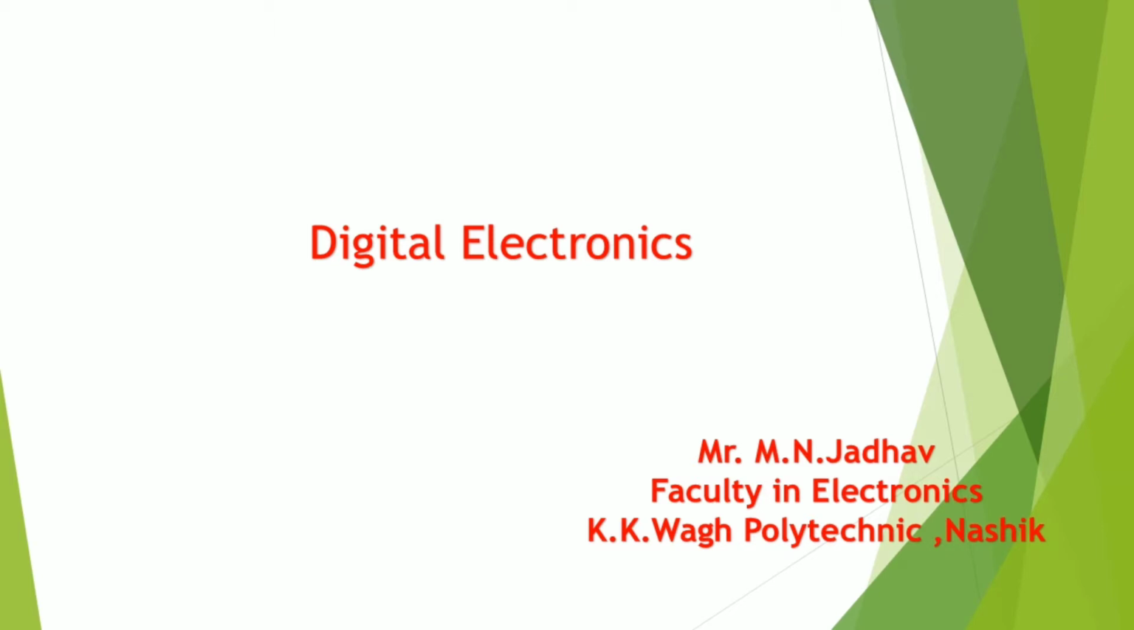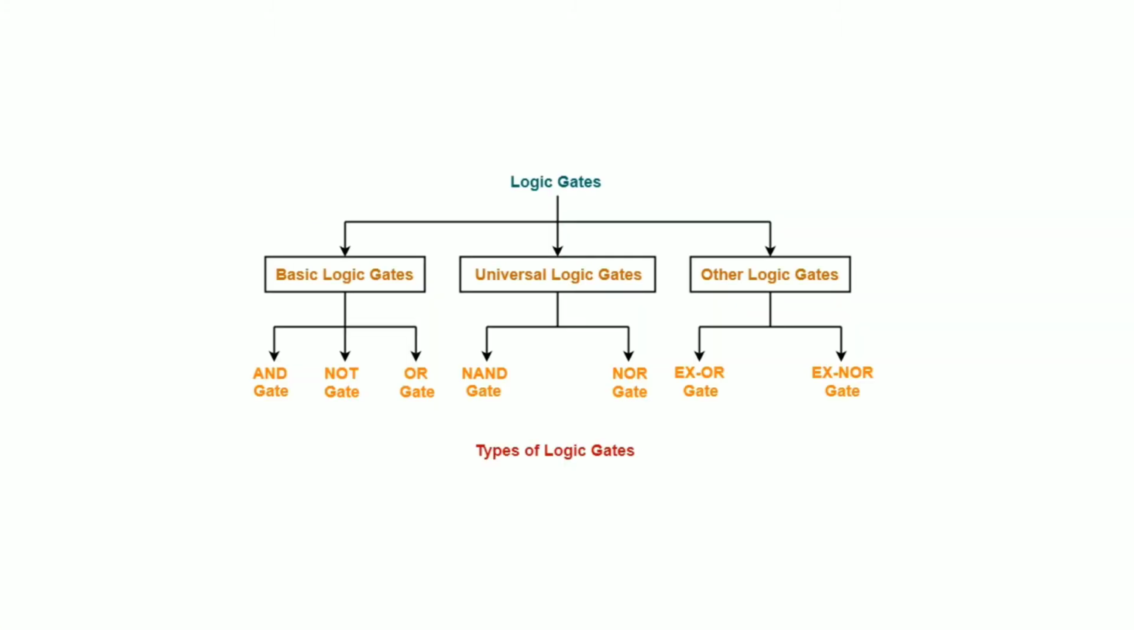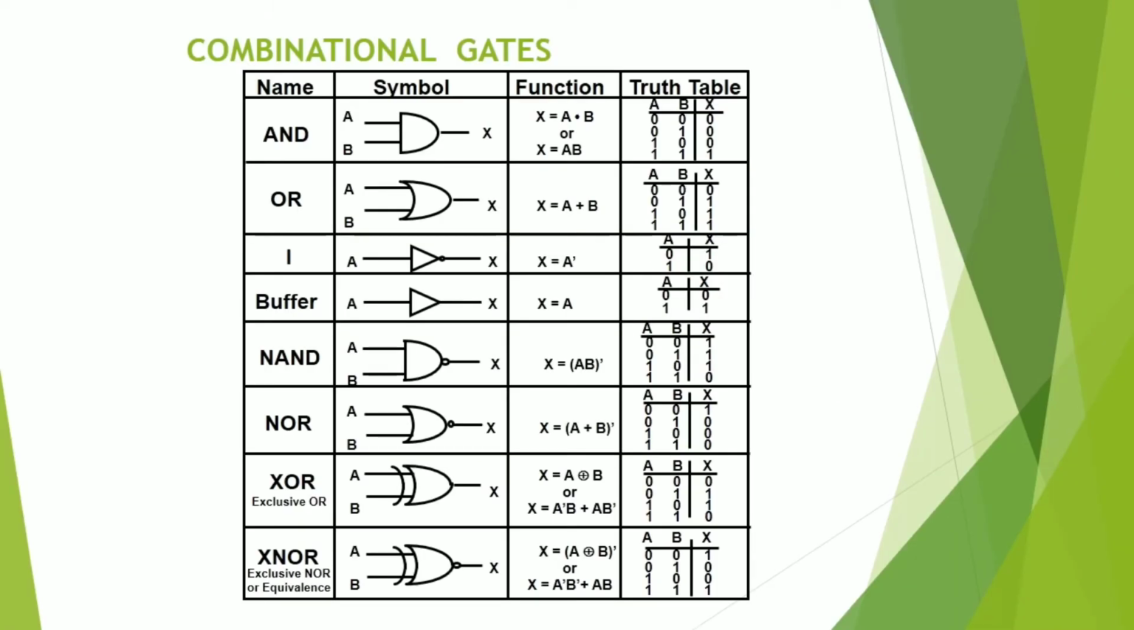Now, basically at the beginning we'll go for the logic gates. There are three categories of logic gates. First one is called the basic logic gates, universal logic gates, and other logic gates. In basic logic gates, we'll study the AND gate, NOT gate, OR gate, and in universal logic gates, we have to study the NAND gate and NOR gate, and the remaining gates are the XOR gate and XNOR gate. Now, here the table is there for all the combinational gates.